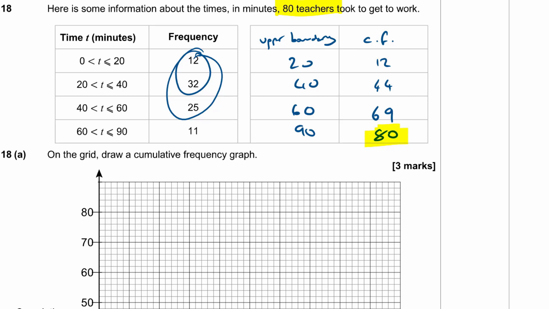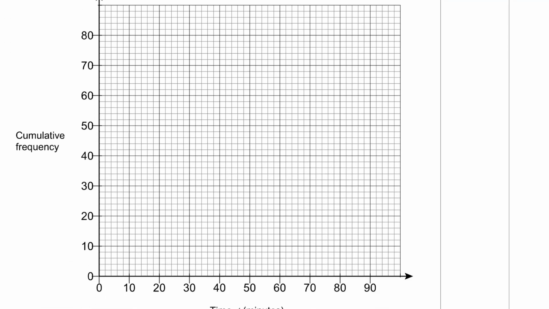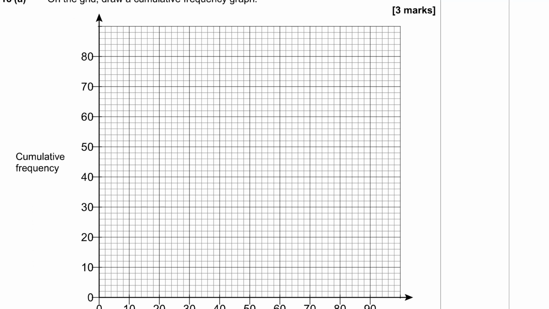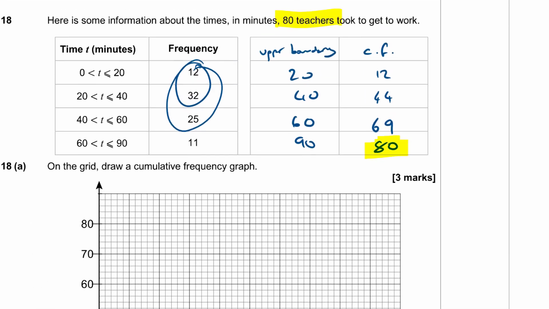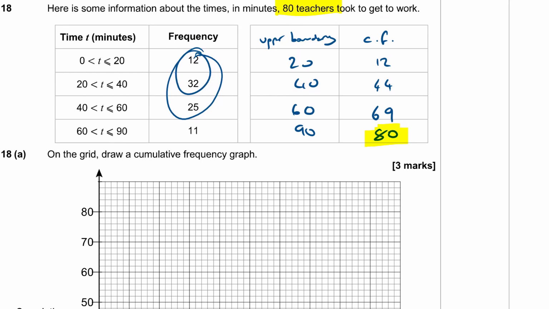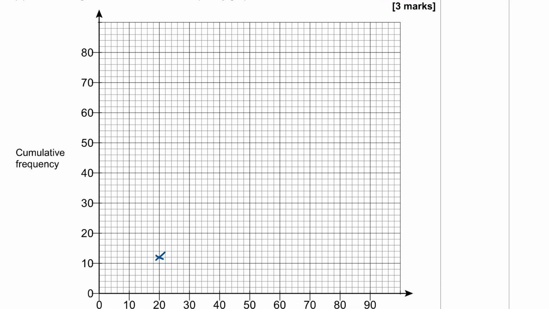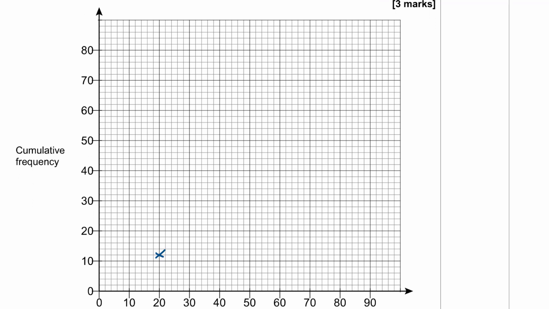I'm going to plot those points then on my graph. So 20 versus 12. So 20 goes with 12. It goes there. The next point is 40 with 44. So 40 with 44.